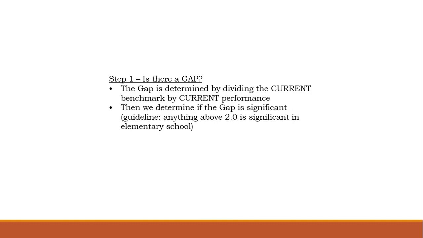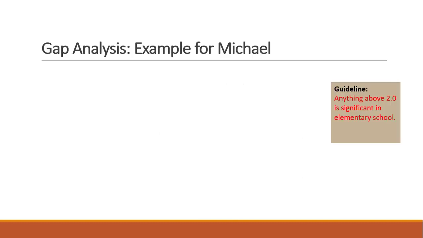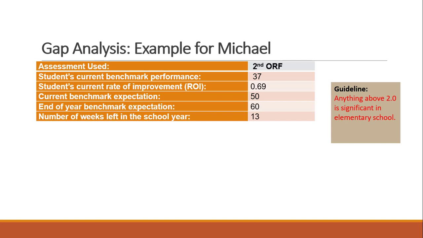And so let's go through each of these. Step 1, is there a gap? So if we determine a gap of up to 2.0, it's considered significant in elementary school. I tend to use that as a general guideline across the board. So this is what this might look like for a mythical person named Michael here.